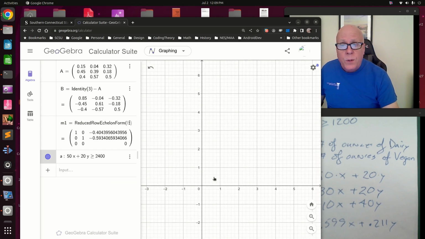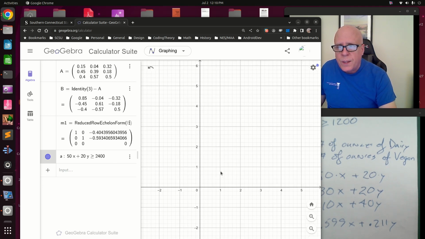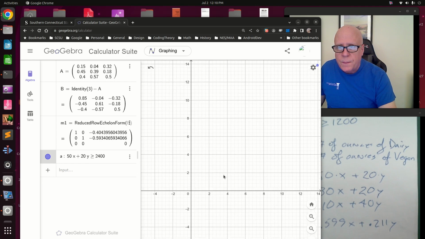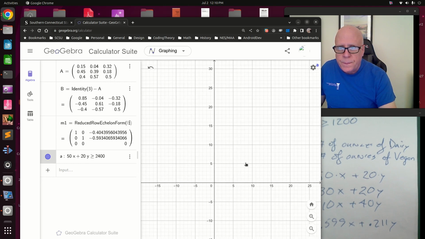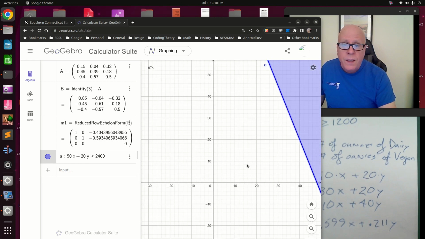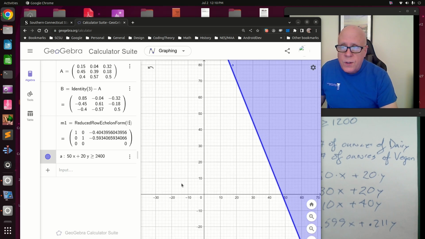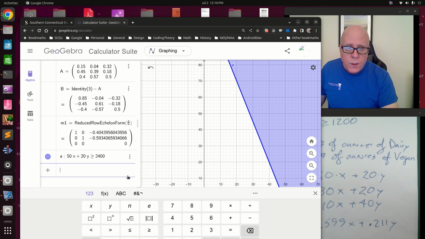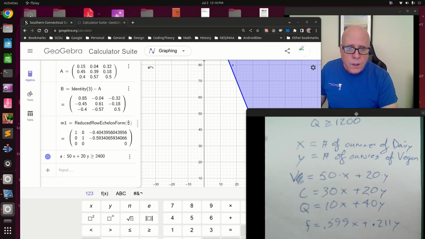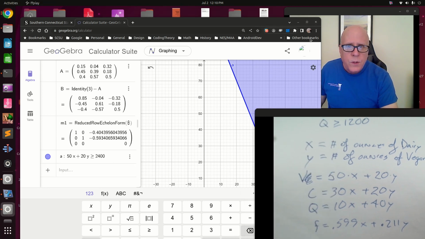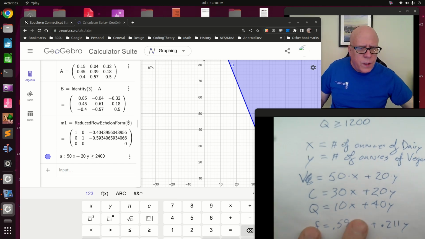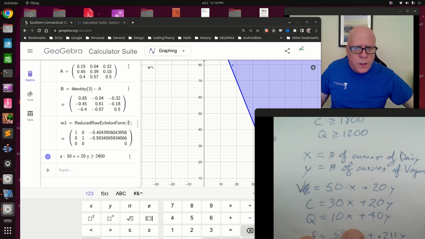Well, the graphics window is blank. What's the issue with that? This inequality involves a pretty big number on the right-hand side, so my guess is that we just need to zoom way out. Way out? Oh, not too crazy far out. All right. So there's our first inequality. What's our second inequality going to be? 30x plus 20y, and then that's greater than or equal to 1800.